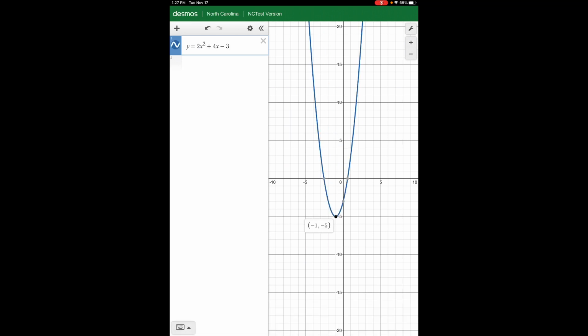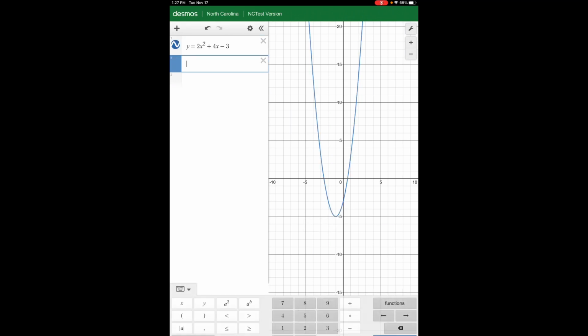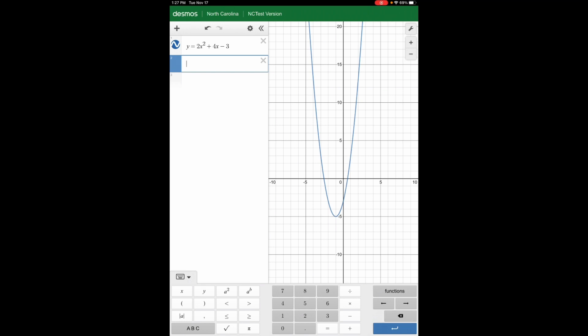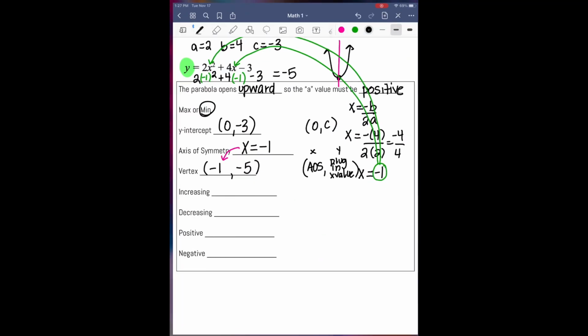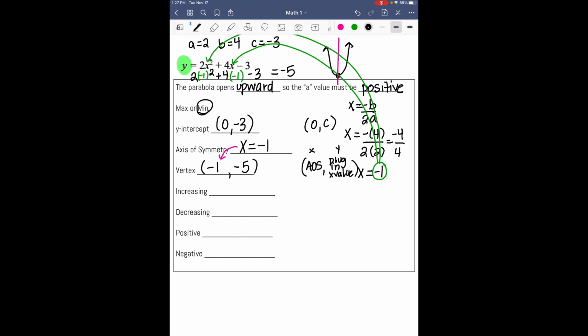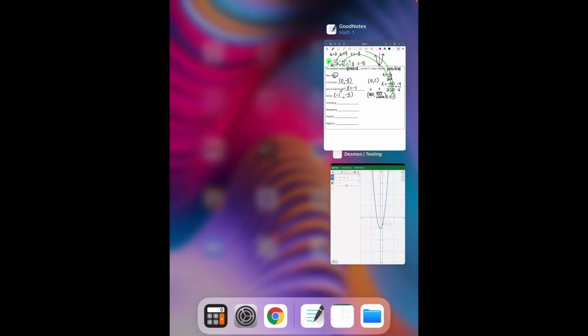And here's my graph. Now, I can click that vertex, and I can see that I did get it correct. It's -1, -5. I can also graph my axis of symmetry, x equals -1, and there's my axis of symmetry. I can click the y-intercept and see that my y-intercept is at 0, -3. These are all things that I can determine not only by doing it algebraically, but I can determine it by looking at the equation.